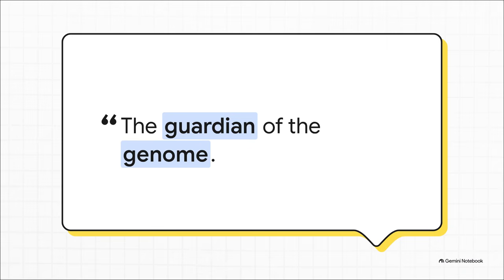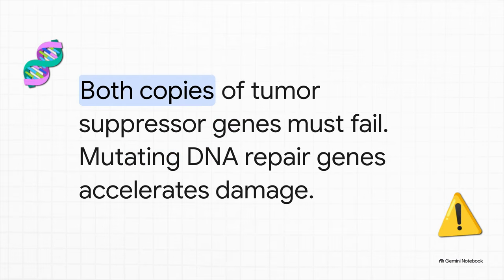Normally, if a cell is just too damaged to be repaired, p53 steps in and triggers apoptosis, programmed cell suicide. But here's the terrifying part. p53 is mutated in over half of all human cancers. When the guardian is knocked out, these highly damaged, super dangerous cells that really should die are just allowed to keep right on dividing.